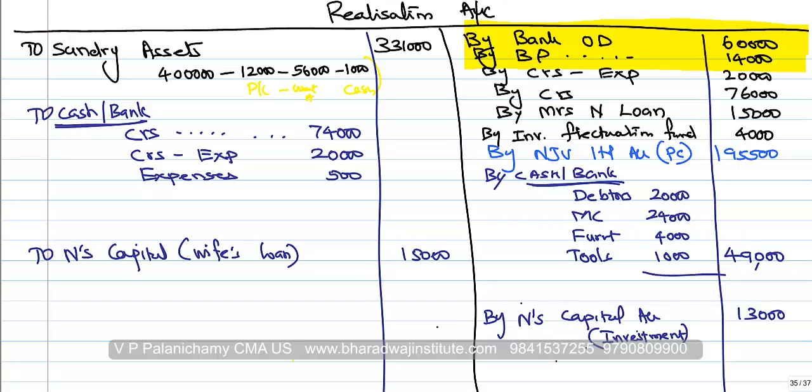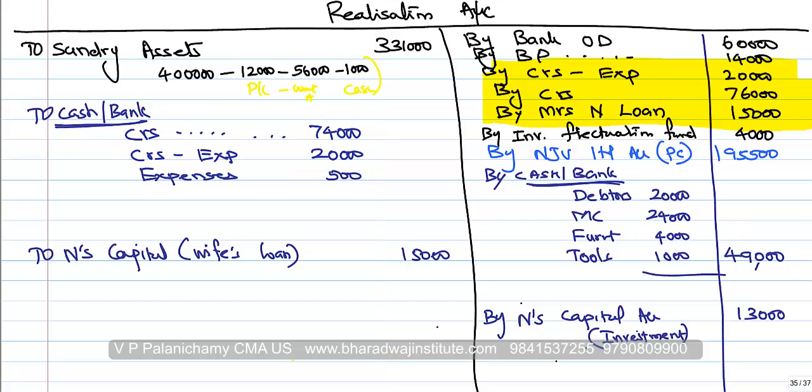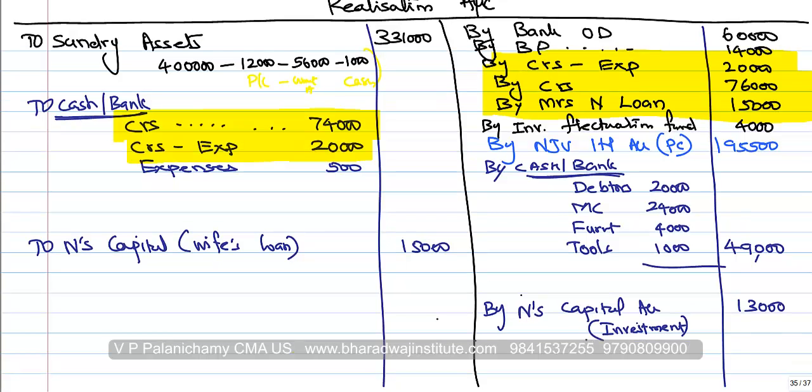Then, what about creditors for expenses? That is paid. Creditors for expenses are paid in full. Other creditors are also paid. Mrs. Nanda's loan is taken over by whom? Her husband. So, liabilities are paid. Like this, you have to cross check before closing the account. Suppose a liability was not paid, you have to pay it.